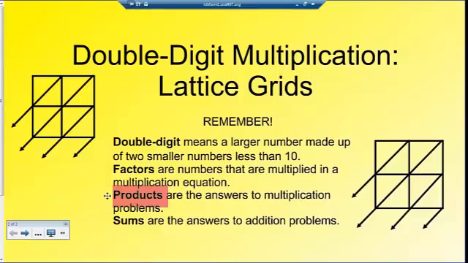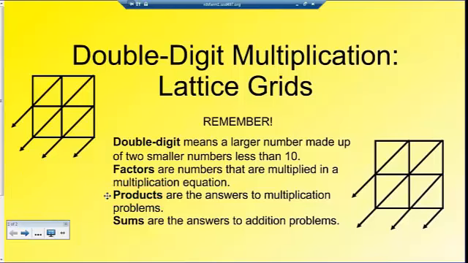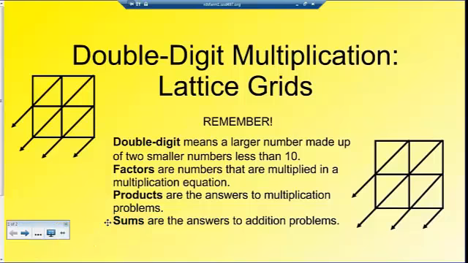Products are the answers to multiplication problems, such as 2 times 3, the product would be 6. And lastly, sums are the answers to addition problems, such as 2 plus 3, the sum is 5. Feel free to go back to the beginning of this presentation to review any of these vocabulary words.